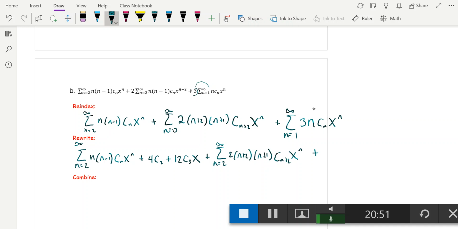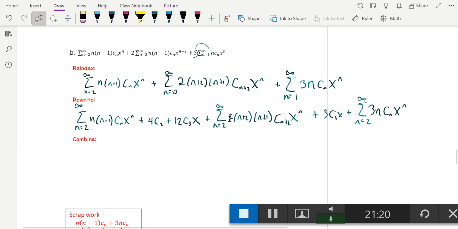All right, now we're ready for the third guy. We need to start this guy at n equals 2, so we have to pull off the n equals 1 term. So that gives me 3c1x. And I add n equals 2 to infinity 3n Cn x to the n. All right. Now I'm ready to combine.